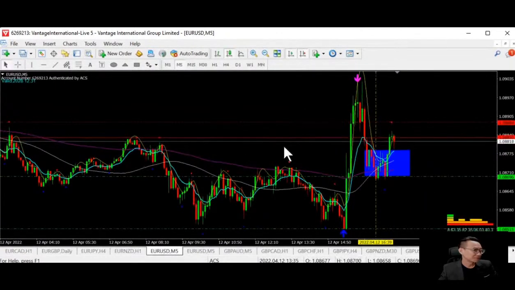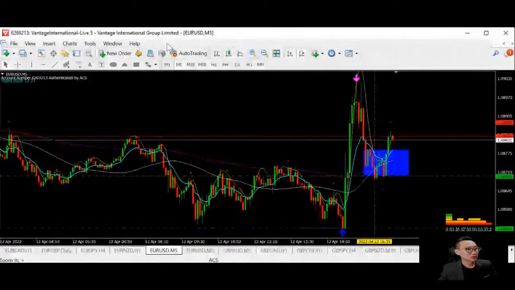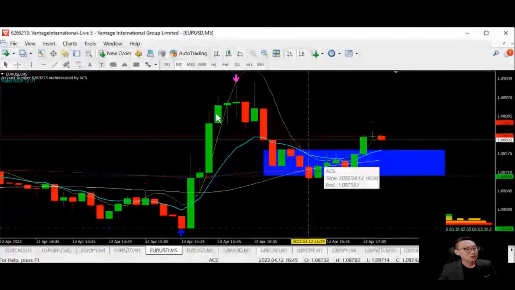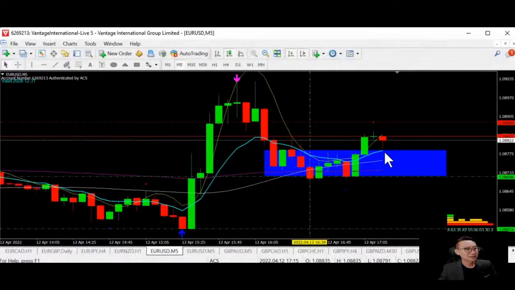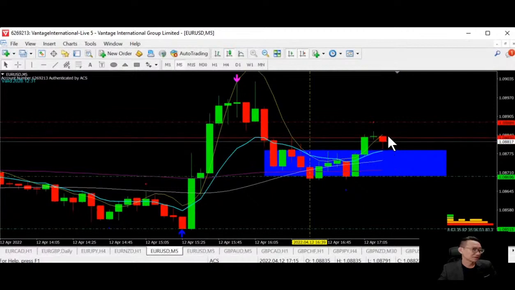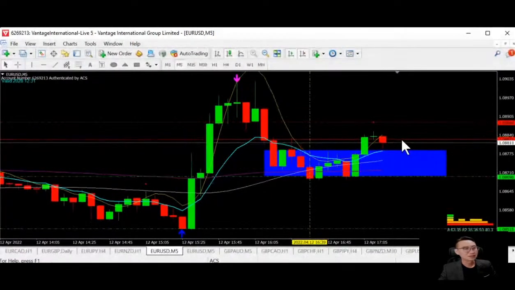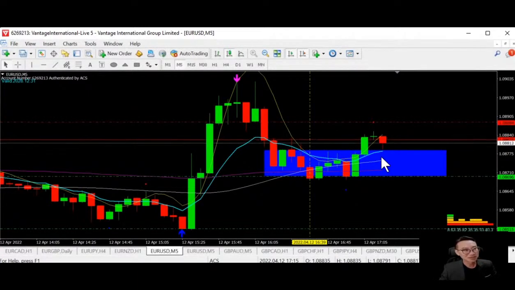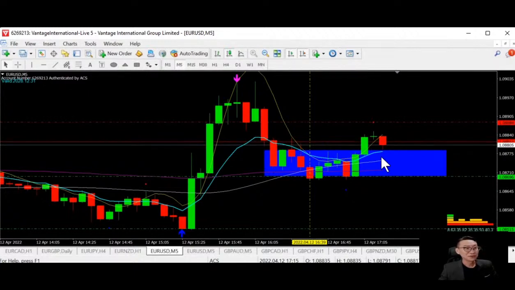So come back here to euro dollar. Let's have this learning session over here. As you can see, the aqua line: once the candle touches the aqua line, it got rejected upwards. So that means it's actually respecting the support level, which is not favorable to us.